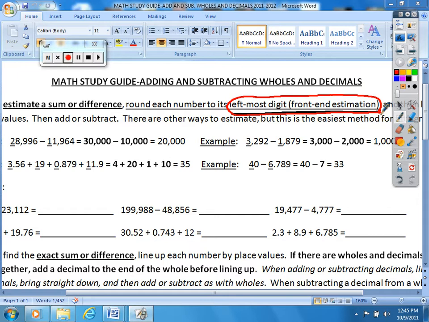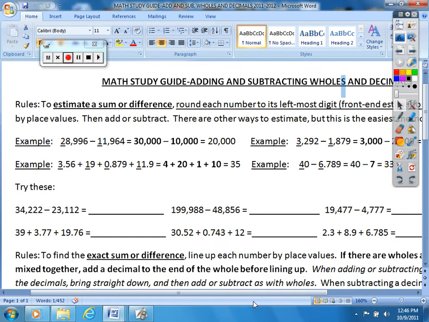All right, I'll go ahead and get started here on the examples, and I'll show you what I mean by leftmost digit and front-end estimation. The first example is 28,996 minus 11,964. The easiest way to do these, if you notice I've got them underlined, to find a quick estimated sum or difference, is to round each number to its leftmost digit. We use our regular rounding rules. That's why we spend so much time rounding. The students have to use this skill constantly throughout the year.